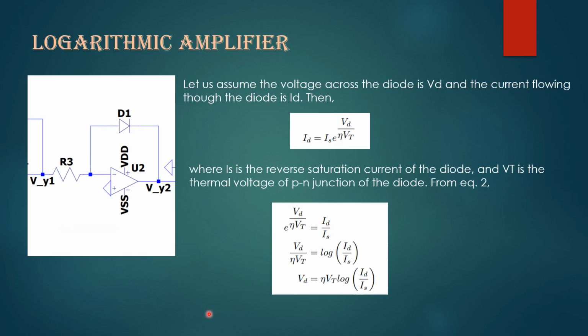Calculations for the logarithmic amplifier stage are as follows. First is the diode equation: ID equals Is into e power Vd by eta Vt. Here ID is the current flowing through the diode, Is is the reverse saturation current of the diode, Vt is the thermal voltage of the PN junction, and Vd is the voltage across the diode. From this we try to get the value of Vd. So e power Vd by eta Vt equals Id by Is, and applying log on both sides, we get Vd equals eta Vt into log of Id by Is.